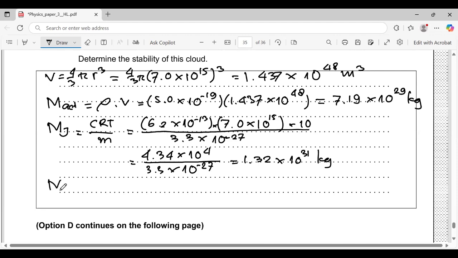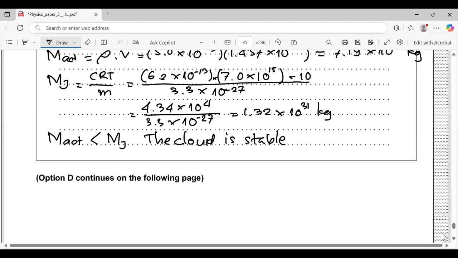Since M actual is less than Jeans mass, okay, mass actual less than Jeans mass, the conclusion is the cloud is stable. Right. Next question.